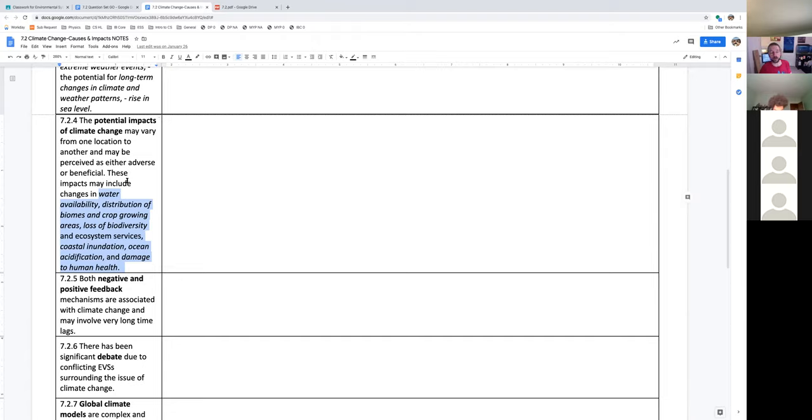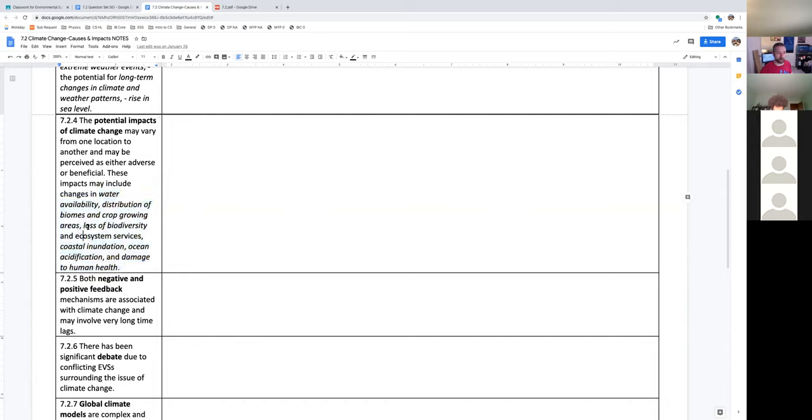Are we worried about coastal inundation in Cleveland? Nope. Are we worried about ocean acidification in Cleveland? I mean, we're worried about them as global citizens, but that's not going to affect our day-to-day lives as much, right?